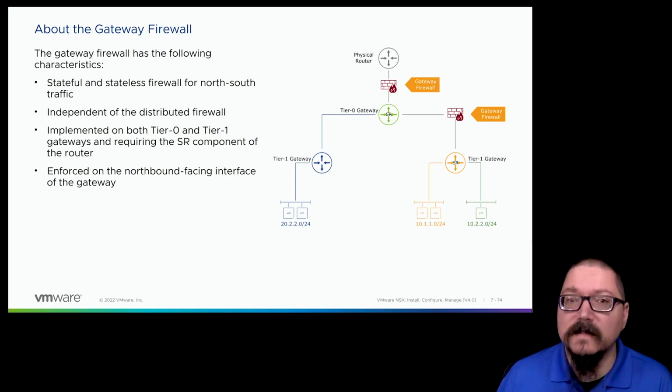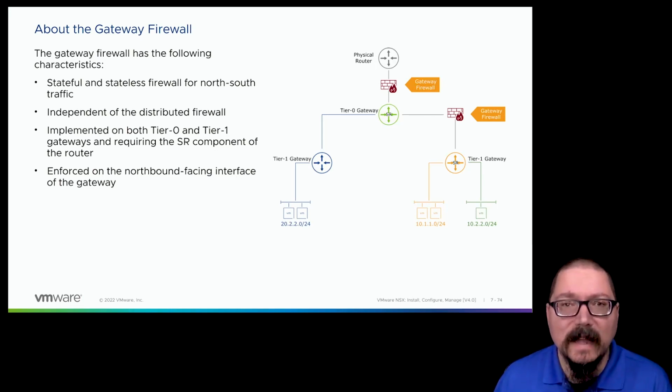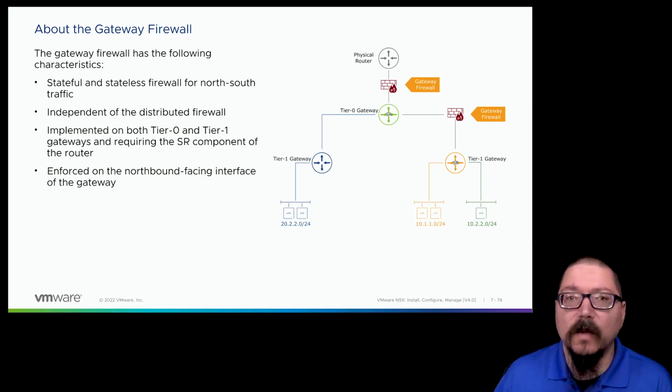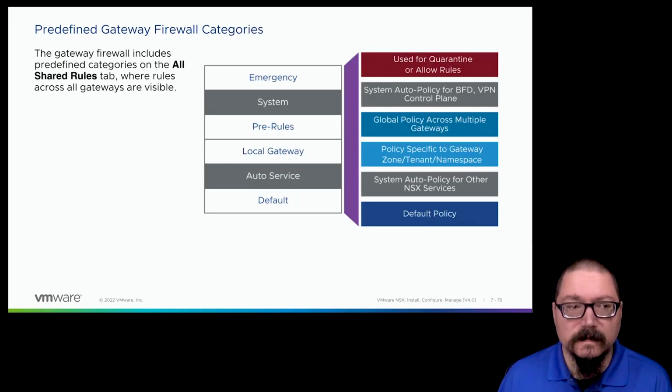Traffic between the gateways from, say, the blue 20.2.2 network to 10.2.2, that traffic will be filtered because that traffic will go through the gateway firewall on the yellow tier 1 gateway. So we've got to think about packet flow here as far as what will and will not be matched by my gateway firewall rules.